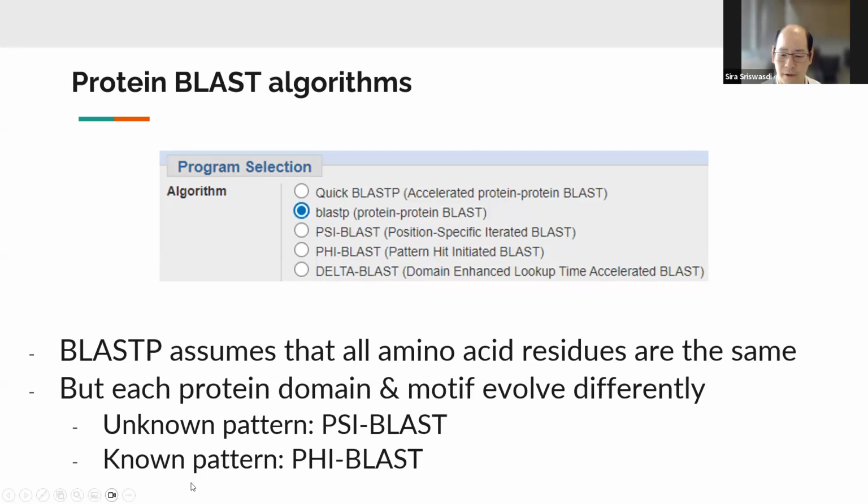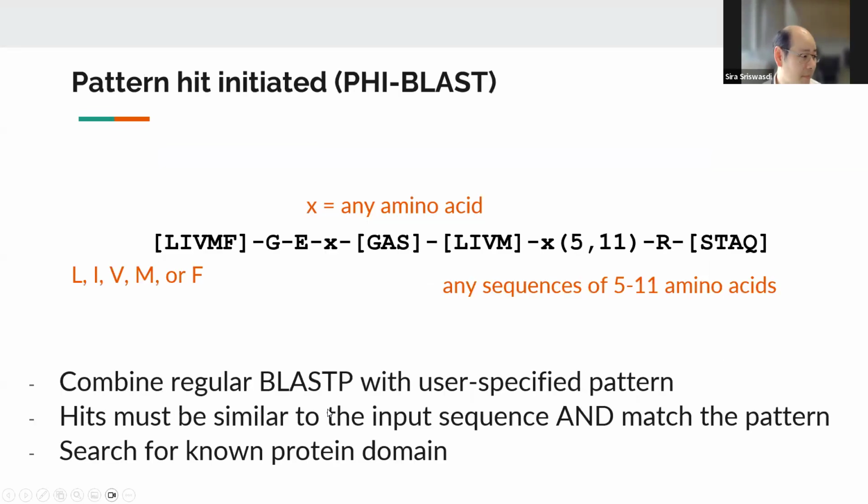In BLAST for protein, if you want to consider this kind of pattern on the protein domain and other things, you have two options. If you know the pattern, they call it PHI-BLAST. If you don't know the pattern, but you expect the protein to have some domain structure, some evolutionary pattern, then it's PSI-BLAST. Let's see how these two work.